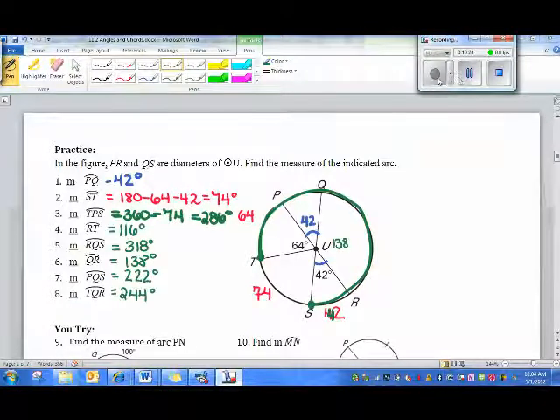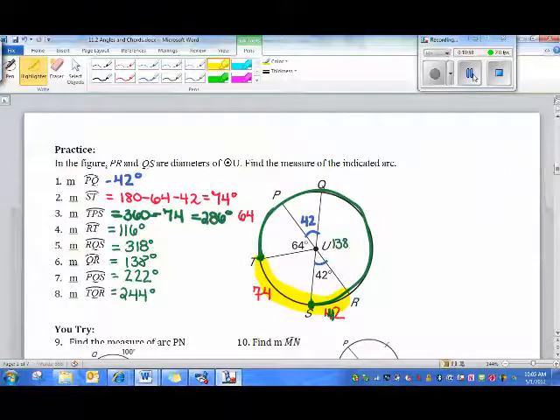So here are my answers for the rest of these guys. The one that I want you to take note of is RT. You have to be careful with the way that you're connecting him. RT is written as a minor arc, right, because he only has 2 letters. So RT connects this way. Remember, major arcs are written with 3 letters. Minor arcs are written with 2. All right, so RT goes this way, and he is 116.